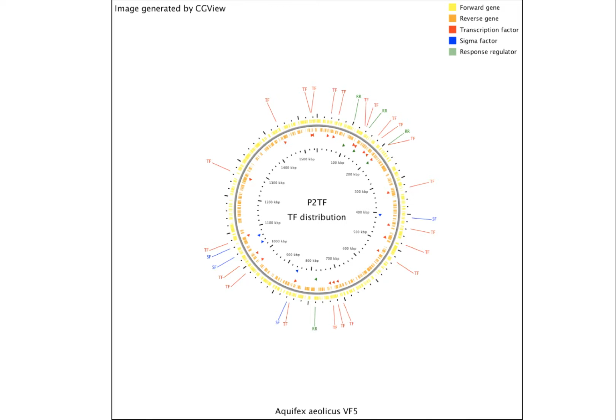Sigma factors are unique to bacteria, but they're similar to transcription factors in that they regulate transcription of the neighboring genes. So one thing you can see from this picture of the genome is that the genes are very close together, concentrated together, although the tRNA genes and the ribosomal RNA genes are scattered throughout the genome.